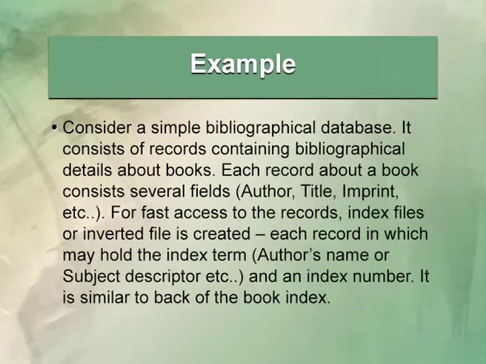Let us consider an example here, a simple bibliographical database. It consists of records containing bibliographical details about books. Each record about a book consists of several fields like author, title, imprint. For faster access to these records, index files or inverted files are created. Each record in it may hold the index term and the index number. So, depending upon the index term and index number, it retrieves the data from the bibliographical database.